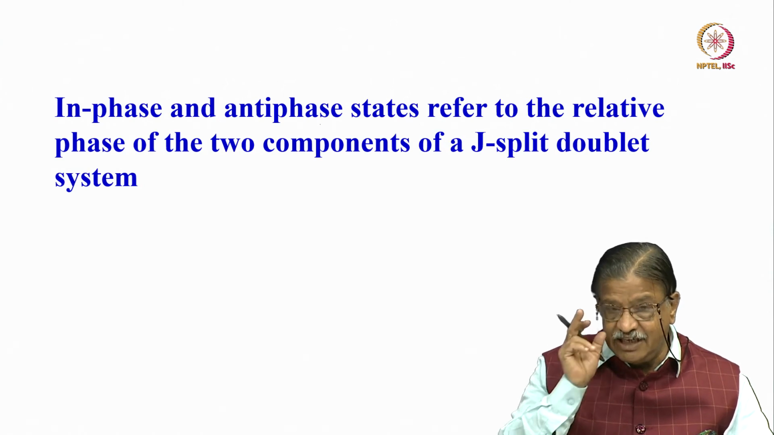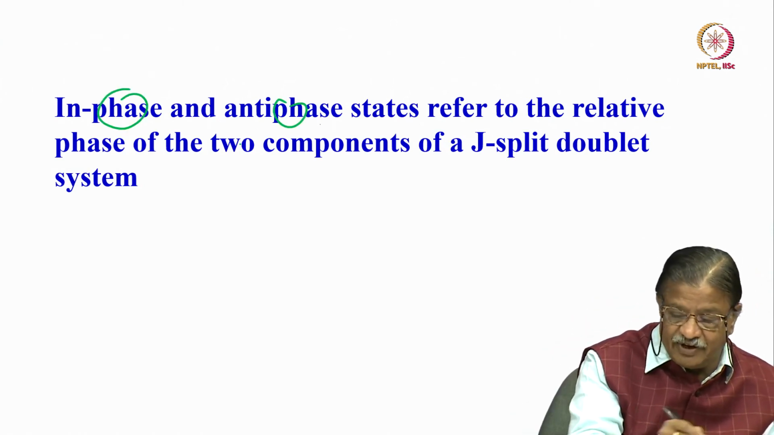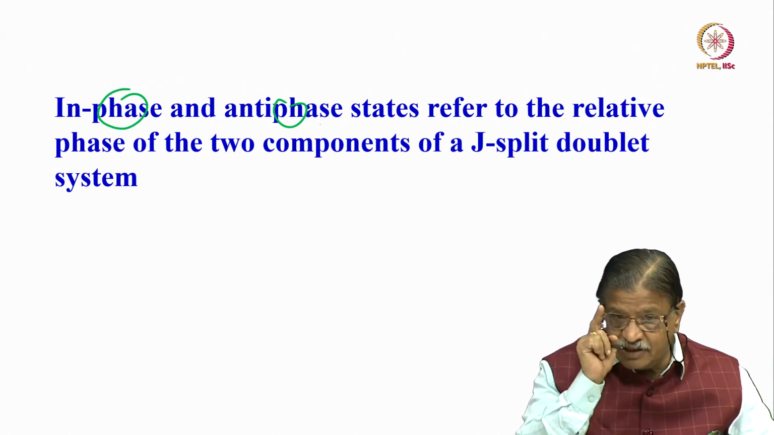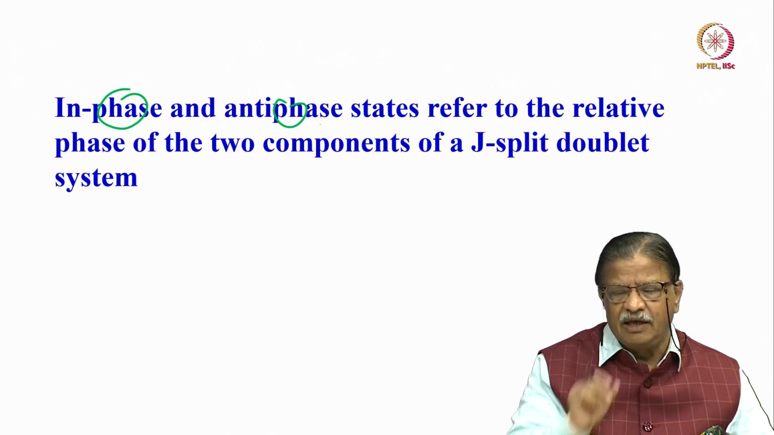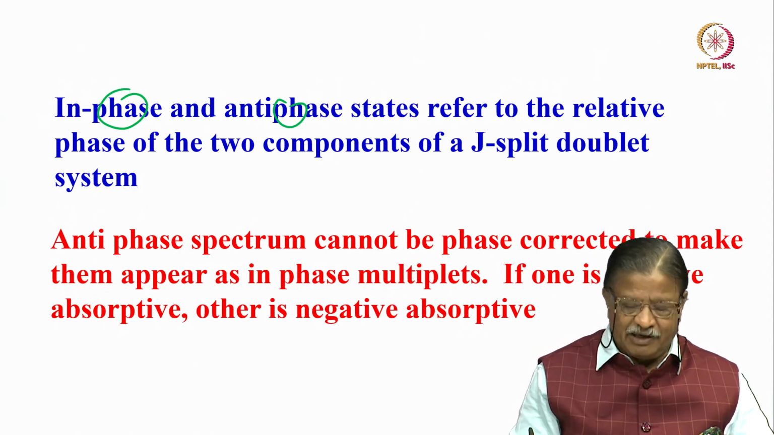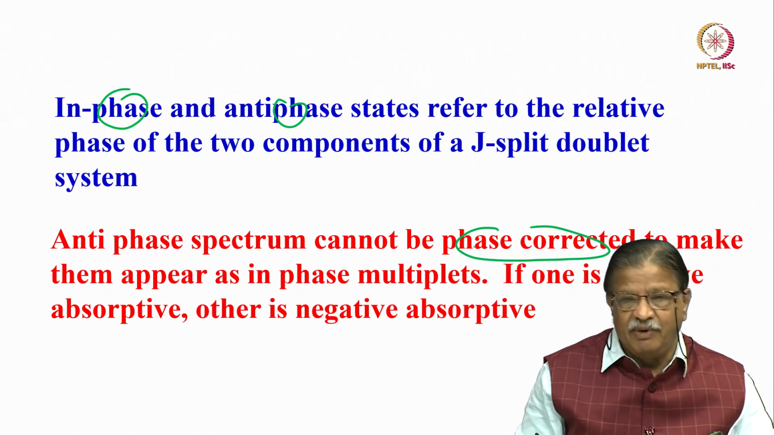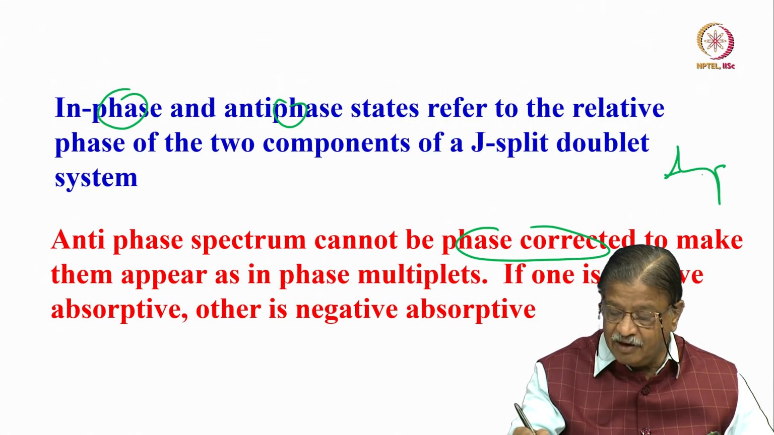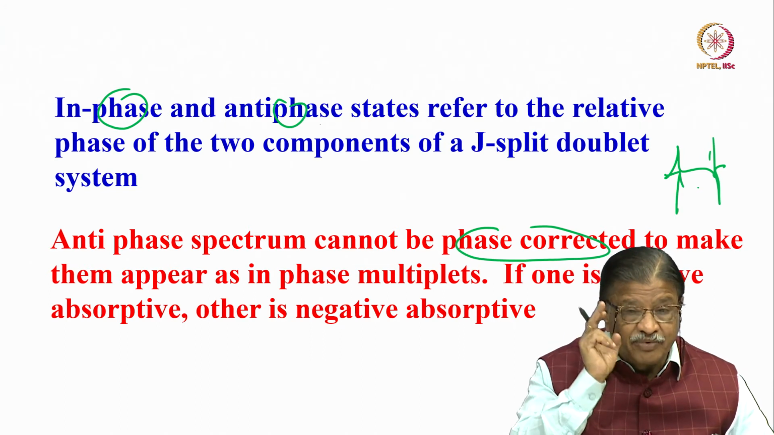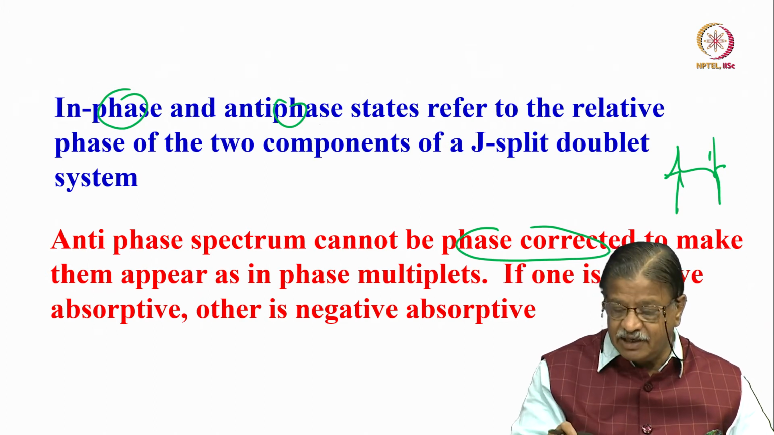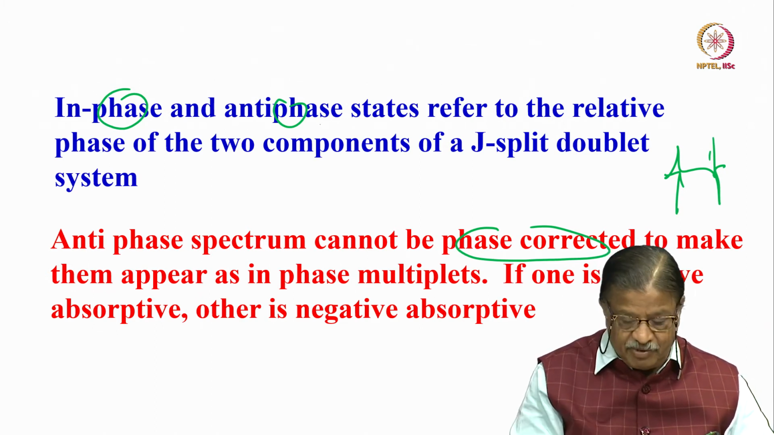But in the case of the J-split doublet, both in phase and anti phase relate to the two components of the J-split doublet. It is because it is splitting with J, with carbon and proton. Now, an anti-phase spectrum cannot be phase corrected to make them appear as in-phase multiplets. Impossible. If it is anti-phase like this, you cannot make them in phase. If you try to make this positive, this will go down. Whereas absorptive and dispersive, you can interchange them with phase correction, but here it is not possible. This is one important point you should remember.